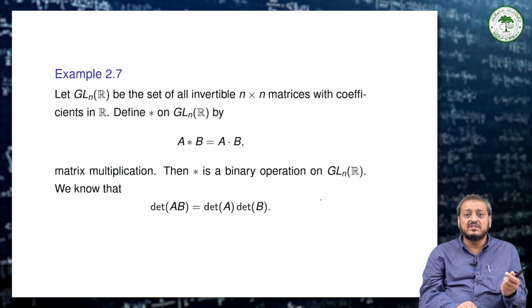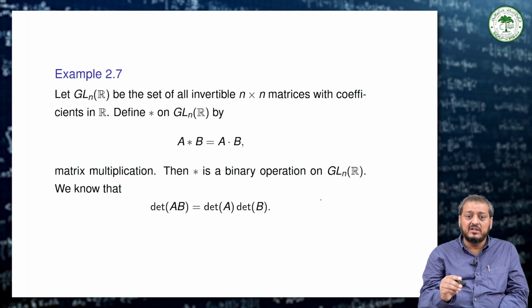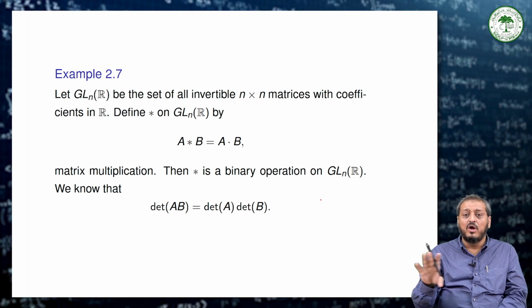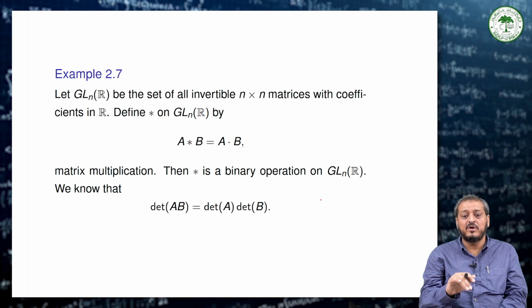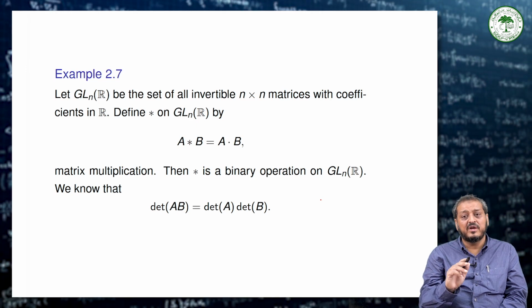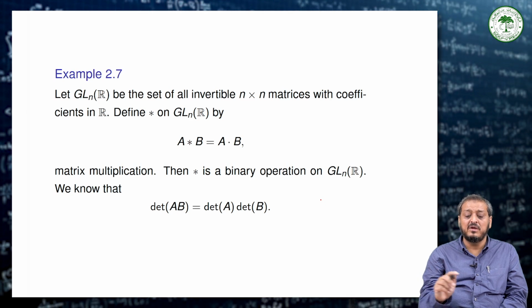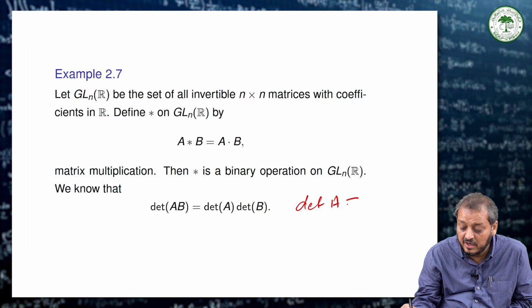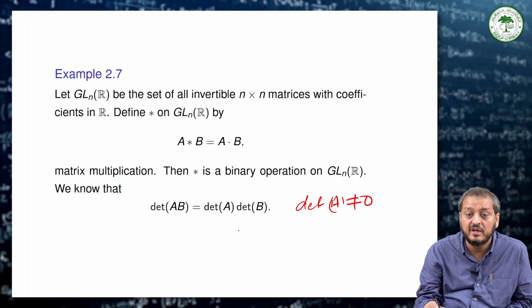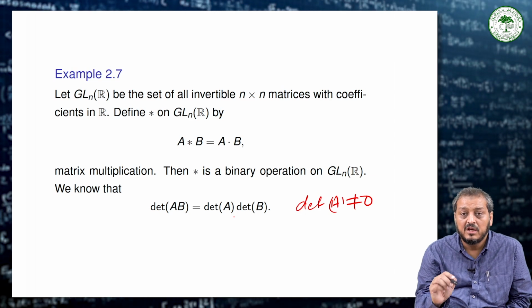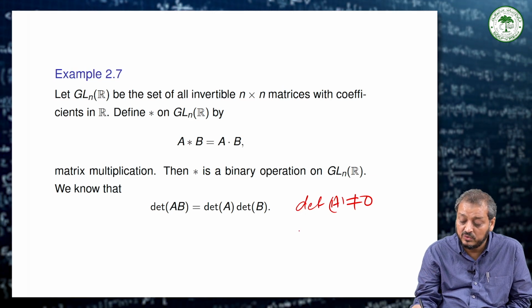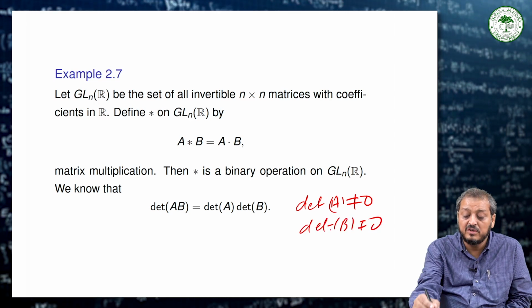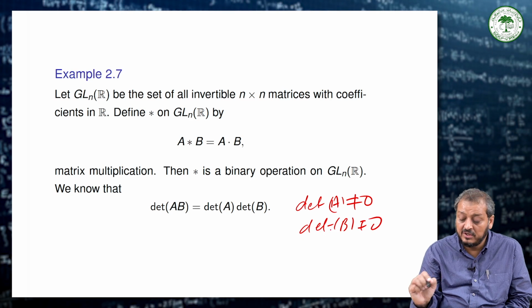For this example, we can say that all invertible matrices mean the determinant of the matrix should not be equal to 0. So we use the property that the determinant of AB is equal to the determinant of A times the determinant of B. The determinant of A is clearly not equal to 0, because A belongs to GL2, an invertible matrix. If it is an invertible matrix, then the determinant is not equal to 0. Similarly, the determinant of B is also not equal to 0.